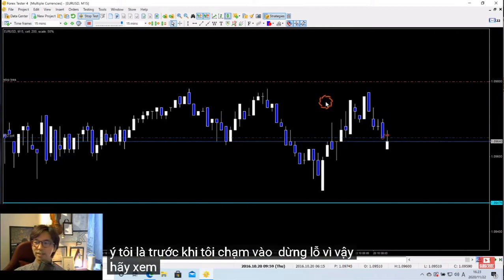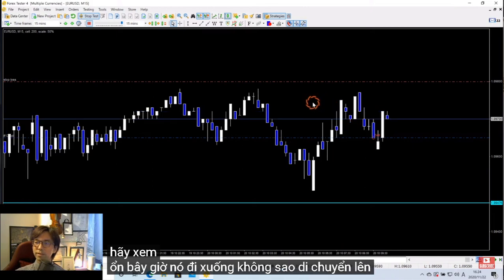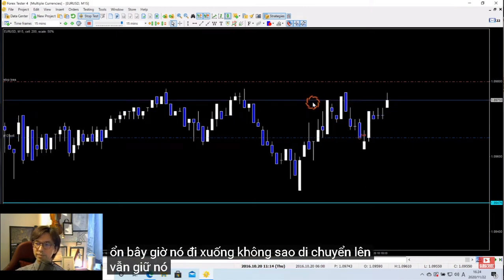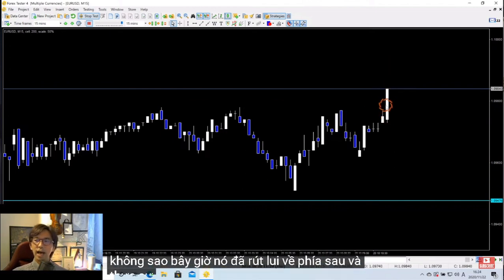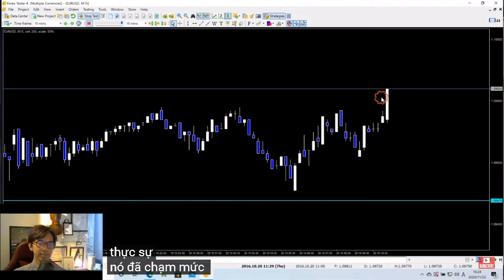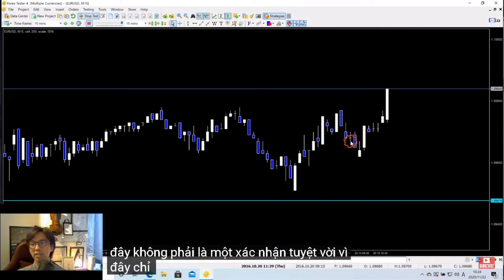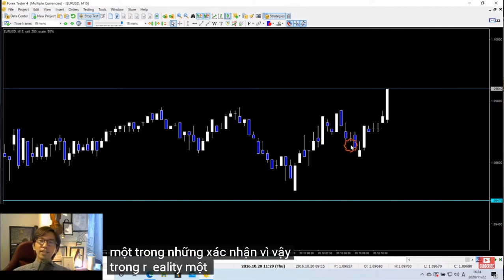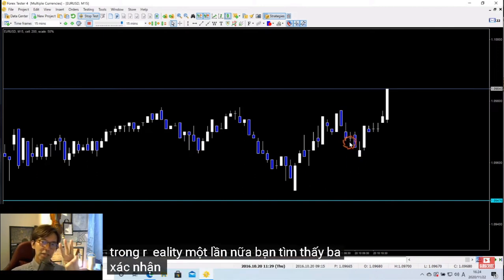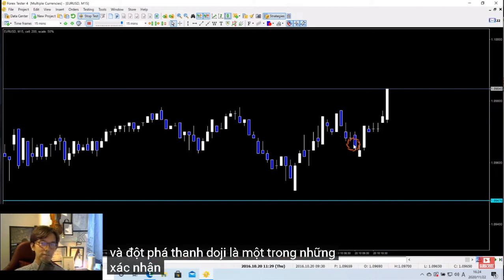So let's see. Okay, now it goes down. Okay, moves up. Still holding it. Okay, now it went backwards, retraced, and it actually hit the stop loss. So this wasn't a great confirmation because this was just one of the confirmations. So in reality, once again, you find 3 confirmations to sell, and the doji candlestick breakout is one of the confirmations.